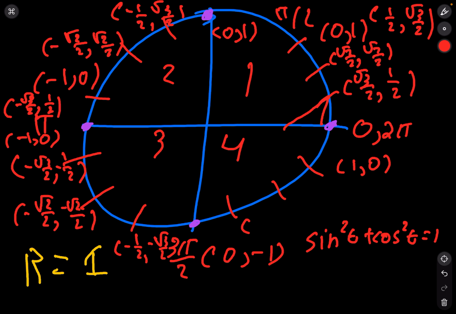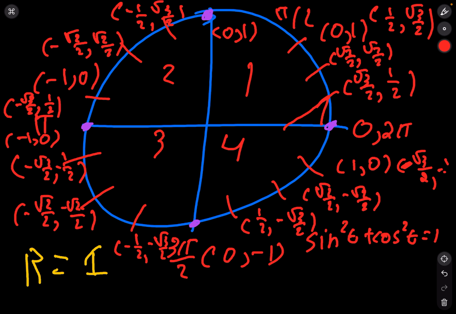So for 7 pi 6, it's the same, just everything's negative. And then it's the same for 5 pi 4, and it's the same for 4 pi 3. And then from here, we're just left with 0, negative 1.